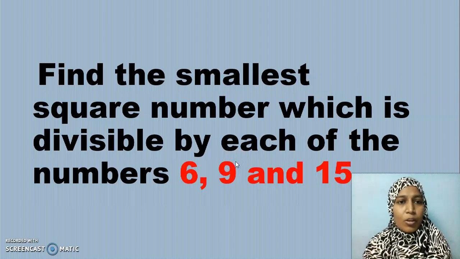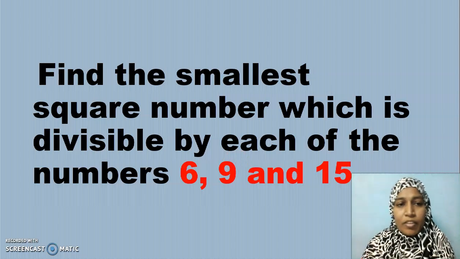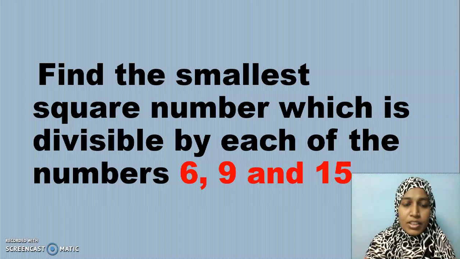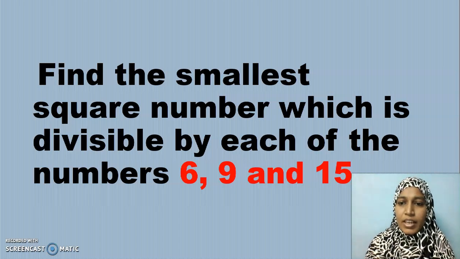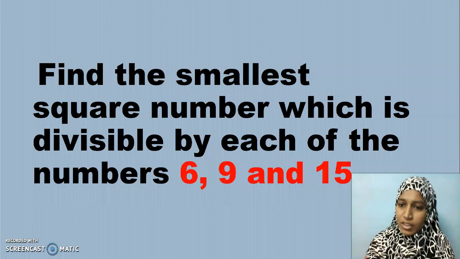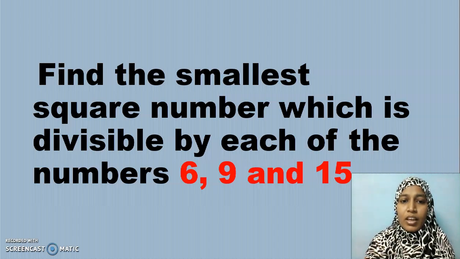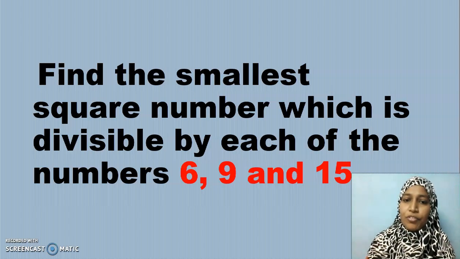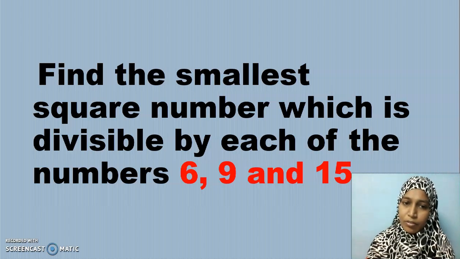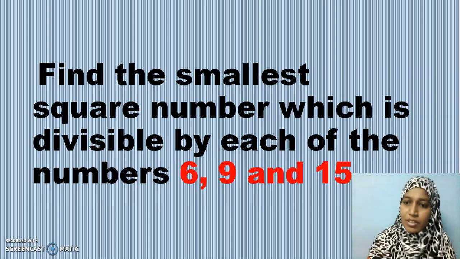Hi children, now let's continue with the same problem. Find the smallest square number which is divisible by each of the following numbers 6, 9 and 15. It should be divisible. It means it should be a multiple of 6, 9 and 15. Only if it is a multiple then it will be divisible.